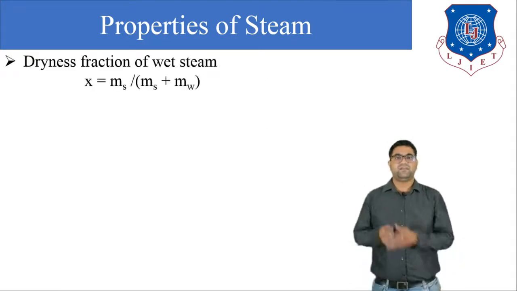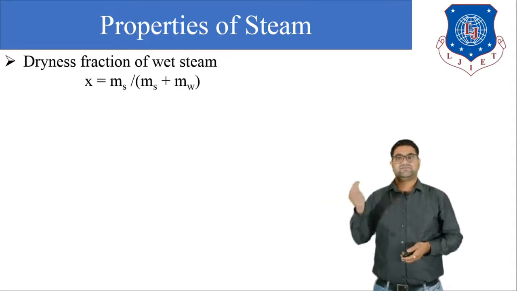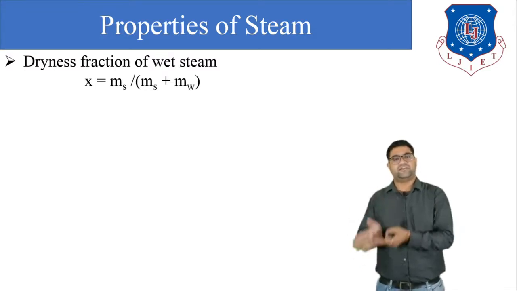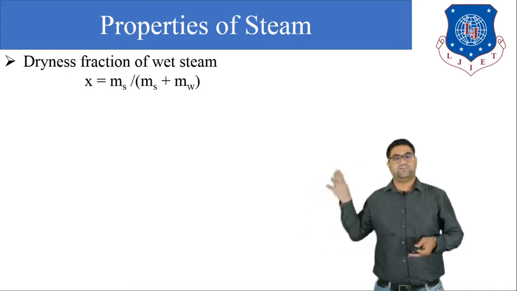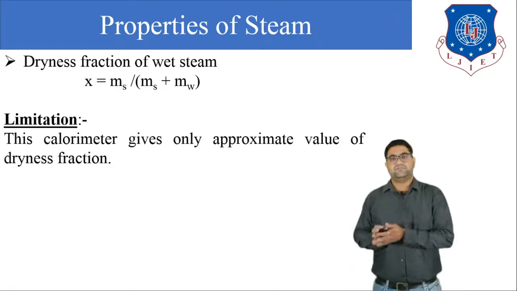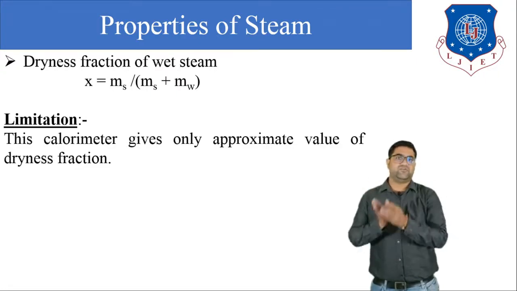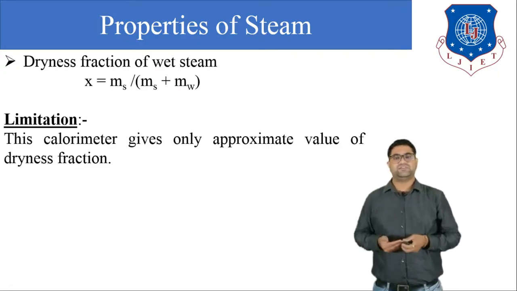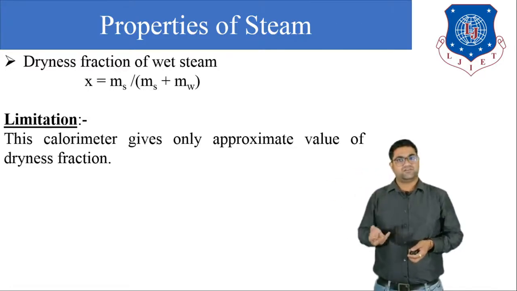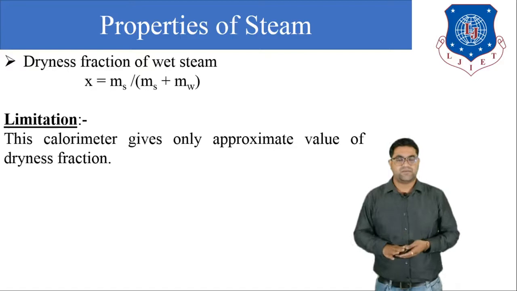Okay, so we can measure the dryness fraction of the separating calorimeter as X equals Ms upon Ms plus Mw. We have already measured the mass of water and the mass of steam, so we can find the value of X with the help of the separating calorimeter. Now there are some limitations of this separating calorimeter. It gives only an approximate value of the dryness fraction, because we do not have the accurate value of the mass of steam and mass of water.